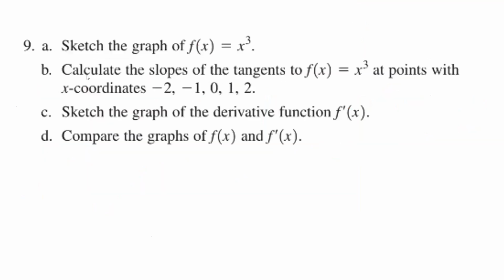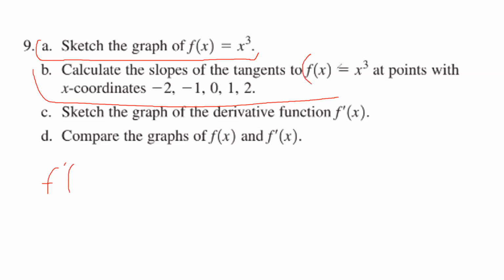Next one. Sketch the graph, calculate the slope of a tangent to f for just the function that we discovered, you see? At a point with x coordinate. Calculate the slopes of a tangents. So A is pretty simple. We already did it, right? Yeah. B, calculate the slope of a tangent. We know slope of a tangent is a derivative of this function, right? Or f prime of x. Using the power rule, it's going to be 3x squared.